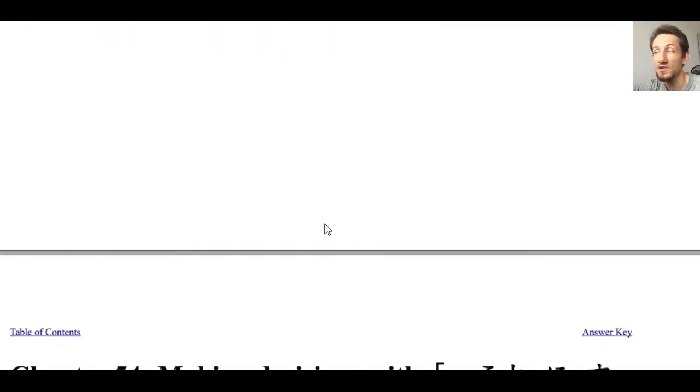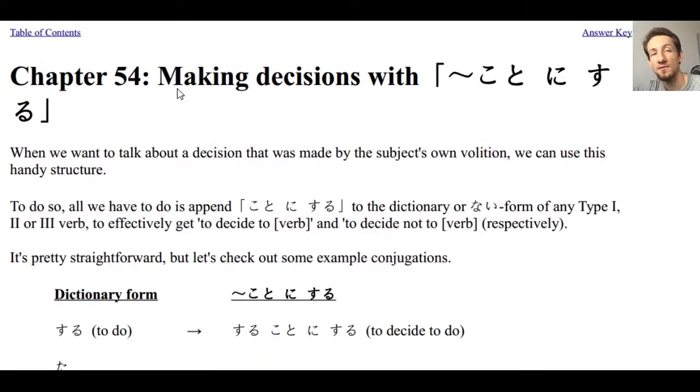But that's going to do it for chapter 53. Next time we'll look at chapter 54, and we're going to learn how to make decisions or describe making a decision with koto ni suru. It's very simple to use, but very powerful. You can use it in casual, daily conversation very easily.